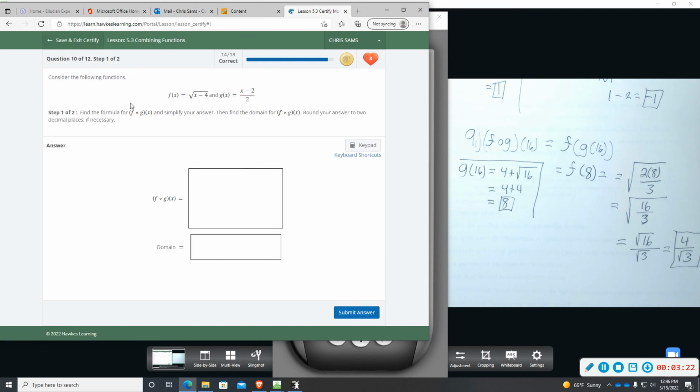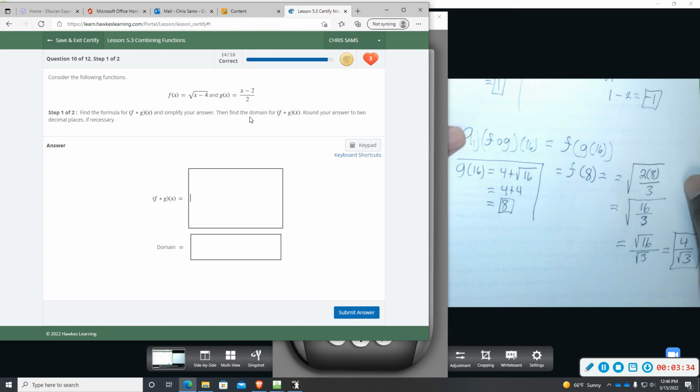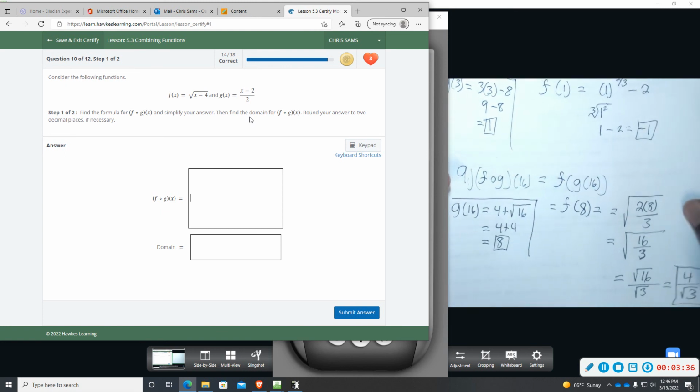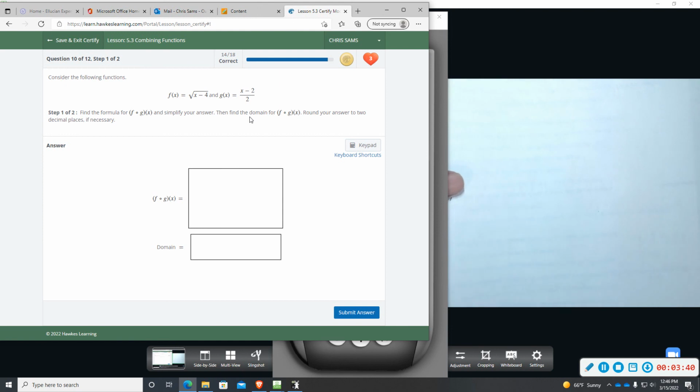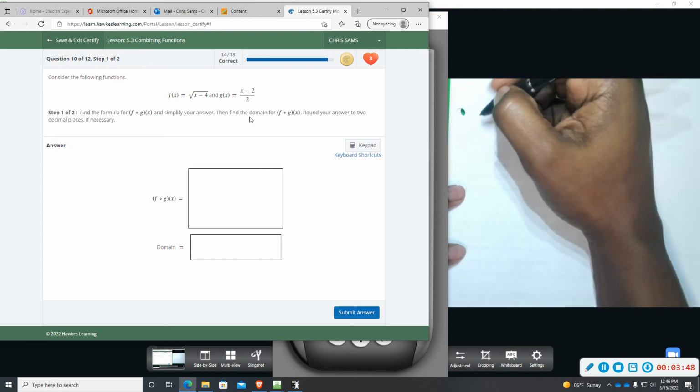All right, now to number 10. We got the following functions. We're going to find the formula for f of g of x, and then we're going to find the domain. So here are those domains with composition of functions. They're different than the f plus, f minus, f times g, just a little bit.